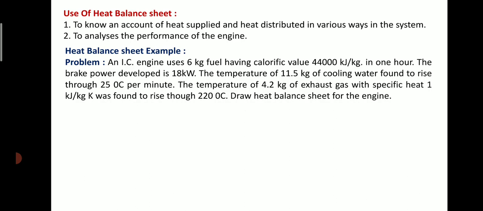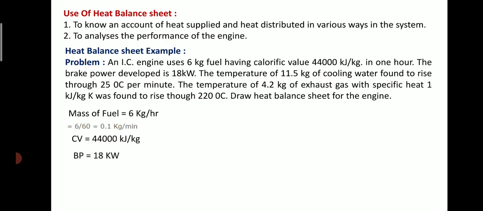After reading the problem statement, let us start to solve this problem. What is given in the problem? Mass of the fuel is 6 kg per hour. It is in kg per hour, so we have to convert it into kg per minute. 6 divided by 60 is equal to 0.1 kg per minute. Second, the calorific value of the fuel is given as 44,000 kJ/kg. Brake power produced is 18 kW.